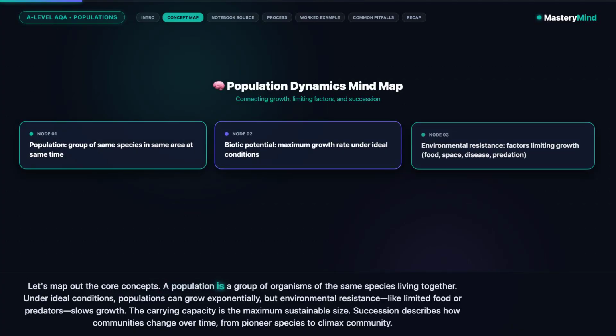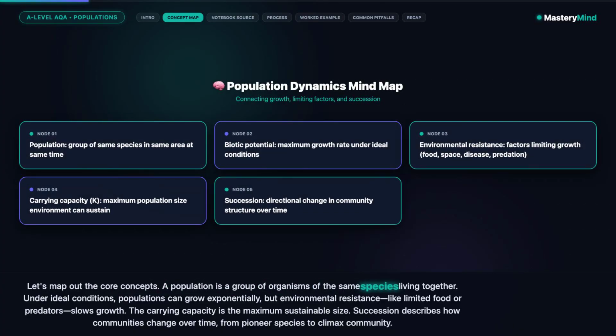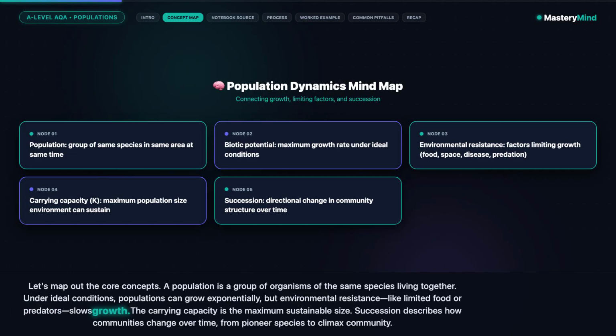A population is a group of organisms of the same species living together. Under ideal conditions, populations can grow exponentially, but environmental resistance, like limited food or predators, slows growth. The carrying capacity is the maximum sustainable size. Succession describes how communities change over time, from pioneer species to climax community.